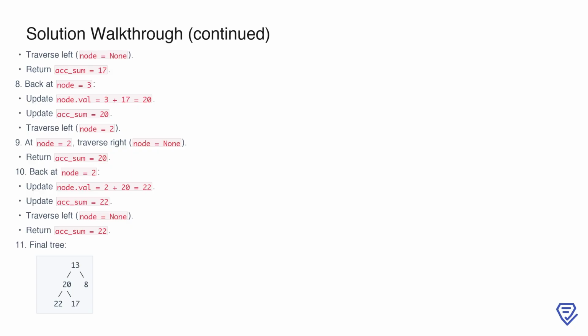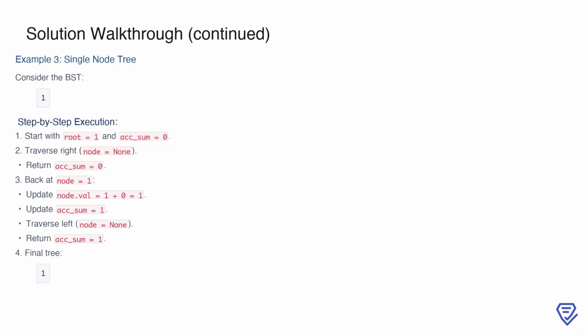The transformed tree is complete, with 13 at the root, 20 and 8 as its left and right children, and 22 and 17 as the children of node 20. Let's consider a simpler example with a single node tree. The BST contains just the root node with a value of 1.